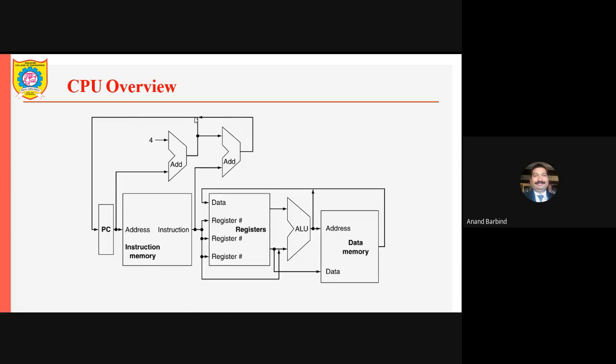You can see here that either the output of the first adder is going here, or the output of the second adder is going here. So which particular output will go here? This is not a simple junction, it is a multiplexer. So a multiplexer is being used here, and depending on this particular instruction, either the output of the first adder is given to the PC, or the output of the second adder is given to the PC.